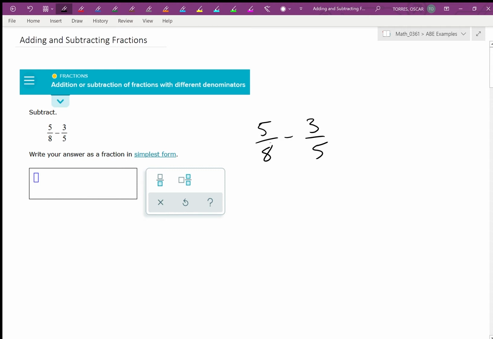basically count by values of 8. So I'm literally going to start at 0 and I'm going to count by 8. So 0, 8, 16, 24, 32, and 40.